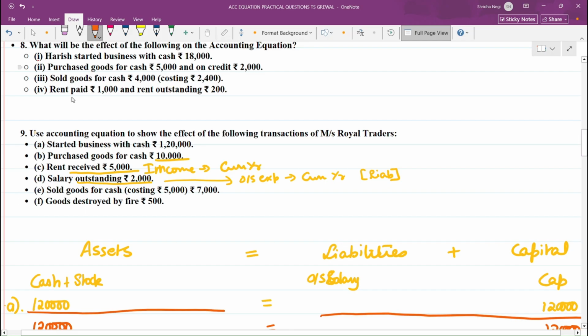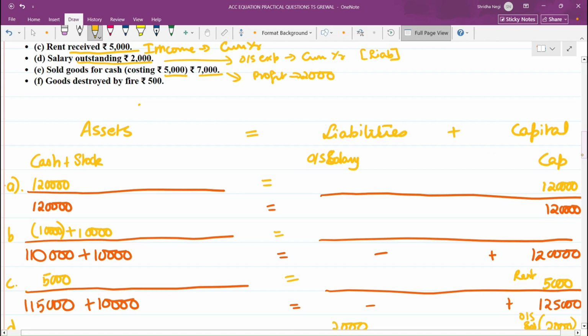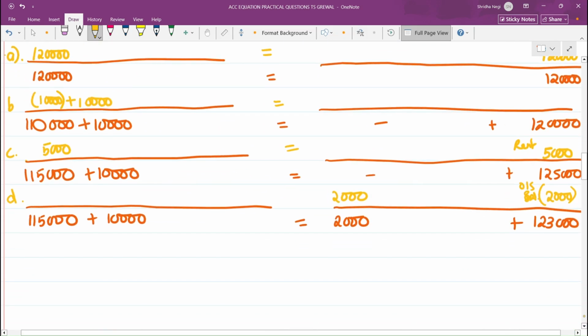Now the next transaction. Next transaction is sold goods for cash costing rupees 5,000 rupees 7,000. तो 5,000 के goods को आपने बेचा 7,000 में. So there is a profit of 2,000 which will affect the capital account. Profit always affects the capital account. तो सबसे पहले इसमें क्या हो रहा है? Goods कम हो रहा है. तो your stock is decreasing. Stock is decreasing by 5,000 जो उसका cost price है. So E. तो stock के नीचे 5,000 कम हो रहा है.